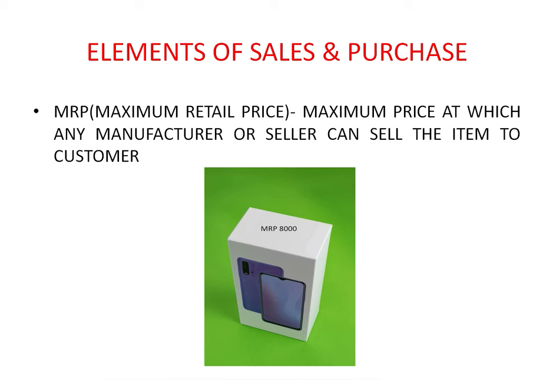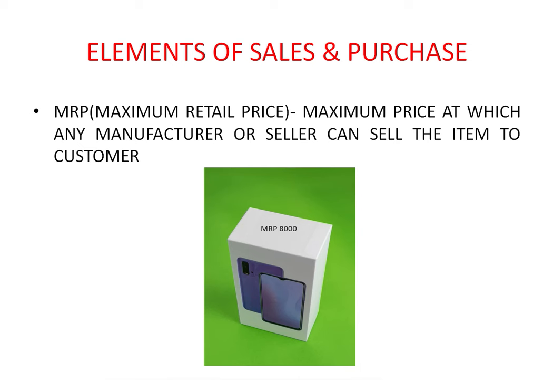For sales and purchase, one of the elements is MRP. On every item there will be a maximum retail price. Here we are taking the example of one mobile phone. So here MRP is 8,000. So this phone can be sold up to a maximum price of 8,000 by the shopkeeper to the customer. So this is the one thing.